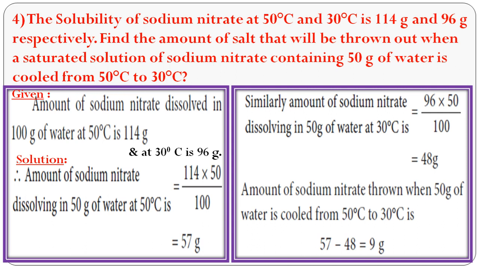degrees Celsius. So the amount of sodium nitrate thrown out when 50 gram of water is cooled from 50 degrees Celsius to 30 degrees Celsius is 57 minus 48, already found here, that is equal to 9 gram. This is the answer if 50 gram of water is cooled from 50 degrees Celsius to 30 degrees Celsius: 9 gram. This is the mass of sodium nitrate.